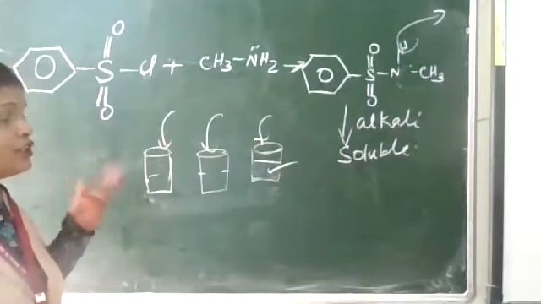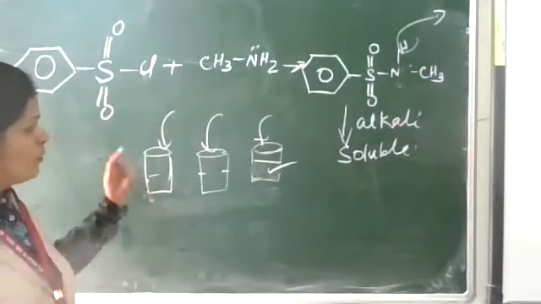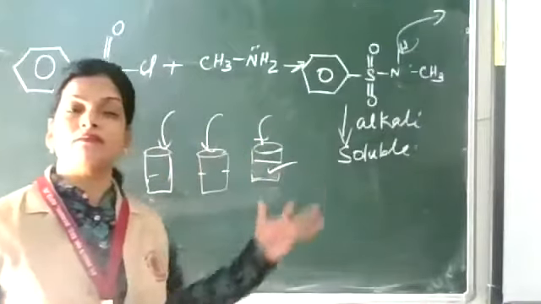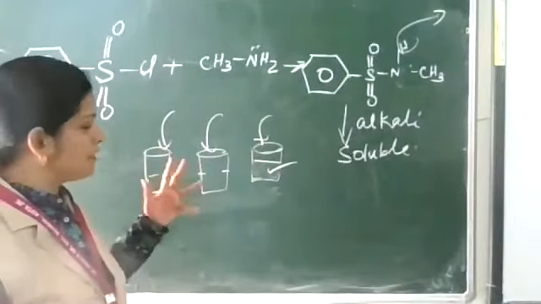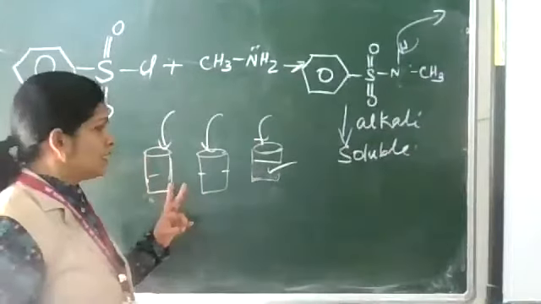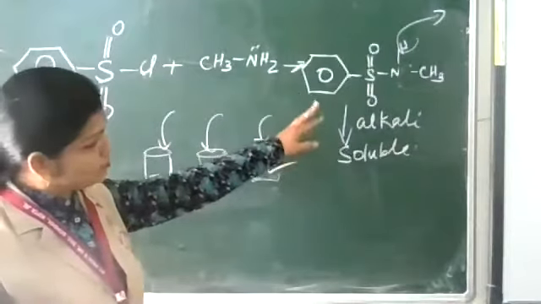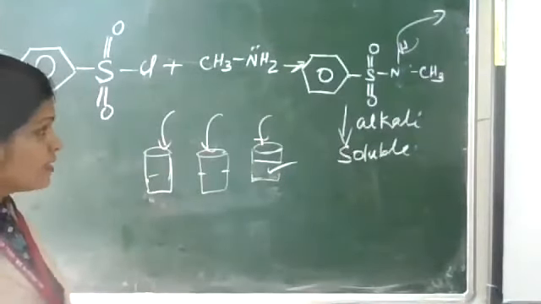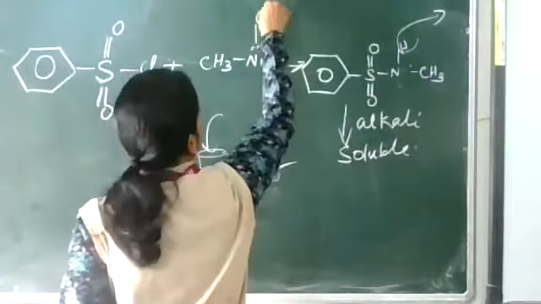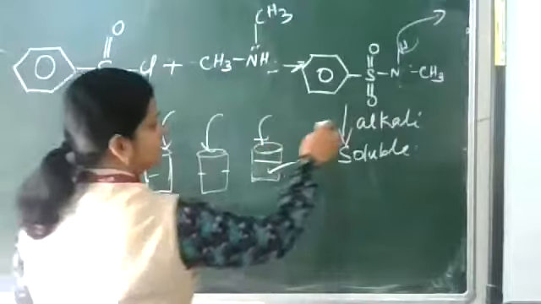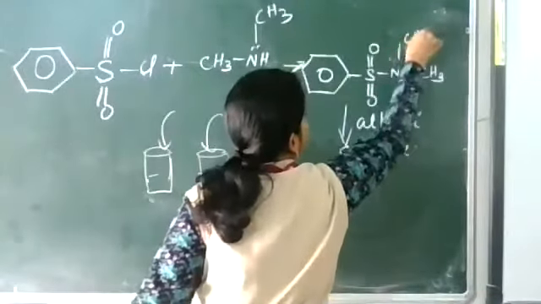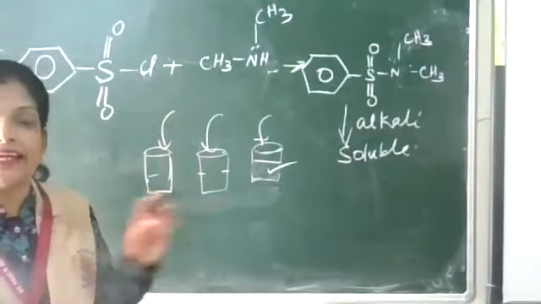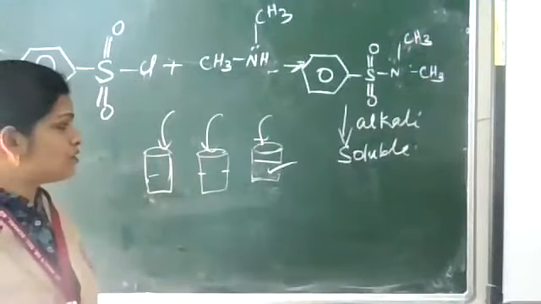After adding alkali, if it is insoluble, you get two phases, two layers. That means the compound formed is insoluble in alkali, so it is secondary. Why? Because in secondary there is a CH3 instead of H after the removal of HCl, so there is no acidic hydrogen. It cannot act as an acid, so after adding alkali it will not be soluble.